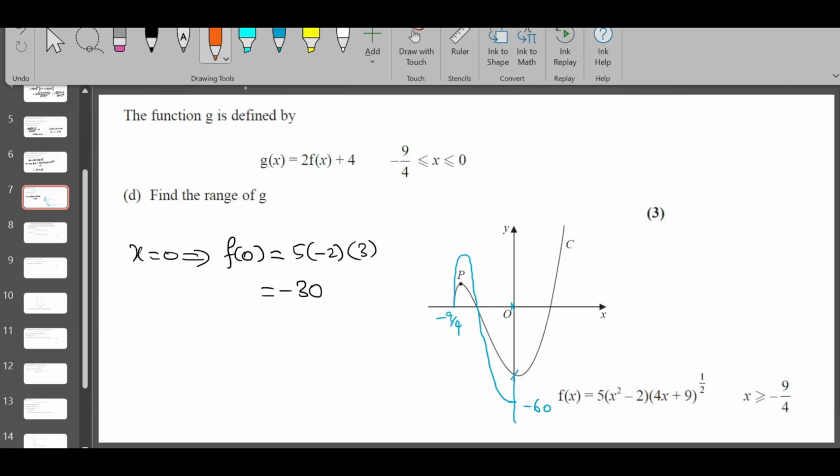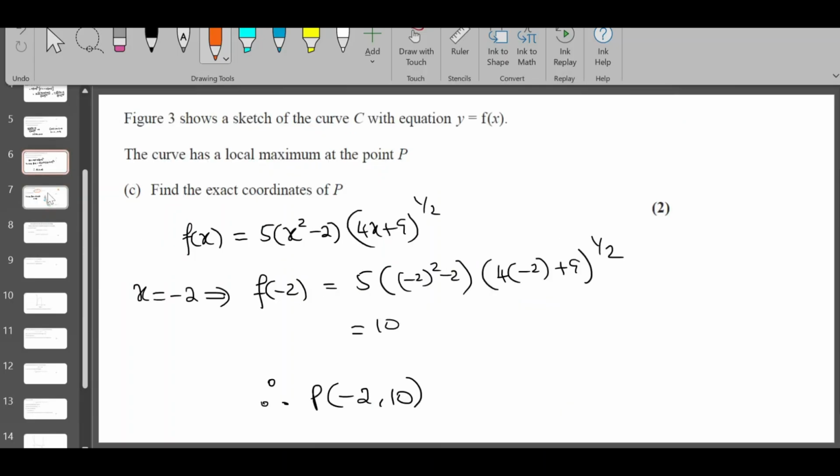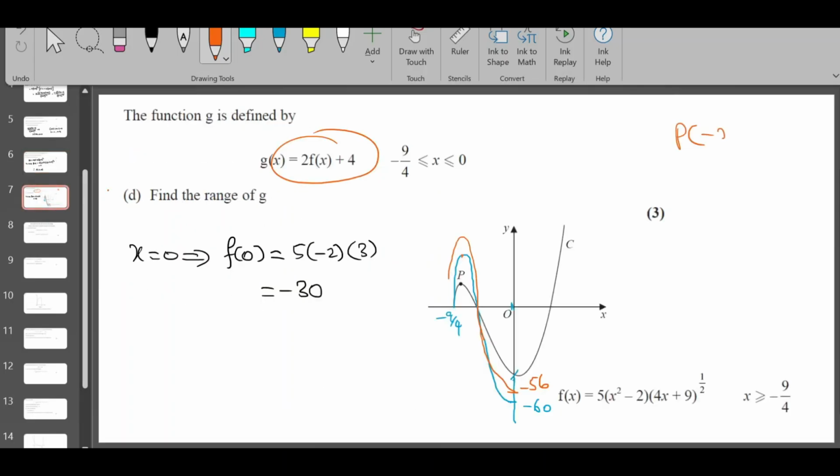Now when you add 4, it's a translation upwards. So you need to move the graph upwards. So the graph is going to be something like this. Here, this point is important. It's going to be minus 60 plus 4, minus 56. And the point P, when you apply the transformation, the point P was minus 2, 10.